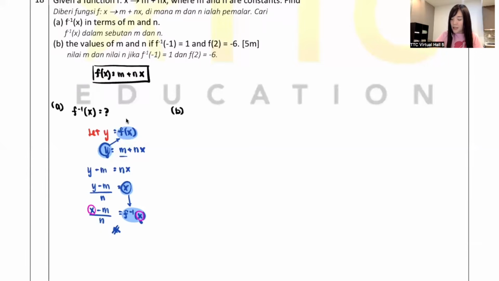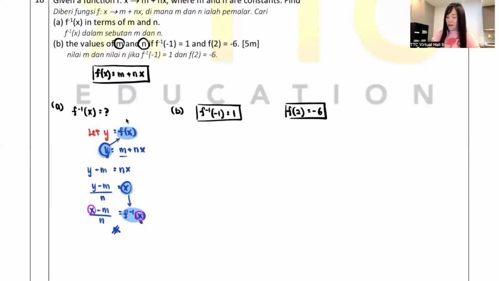Let's move on to B. For B, they say find the values of m and n. Hey guys, two unknowns again. I think there are two pieces of information again. They tell me f inverse of -1 is equivalent to 1. Another one, they tell me f(2) is equivalent to -6. This is the thing I will do.